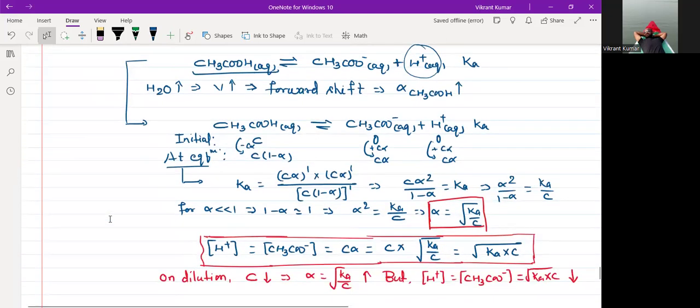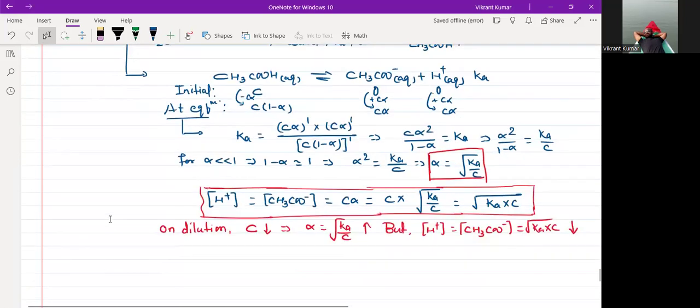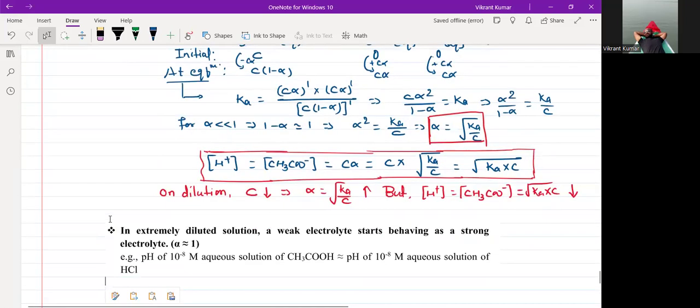And then we can say that if I'm having an infinitely diluted solution, weak electrolyte will also start behaving as strong electrolyte because its alpha will become very close to 1, है ना. Is it okay? So that's why if it is very extremely diluted, na, this is CH3COOH लिया, which is a weak electrolyte.